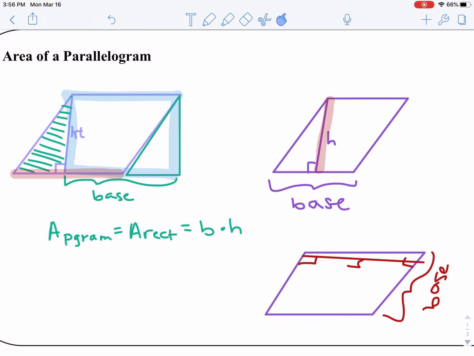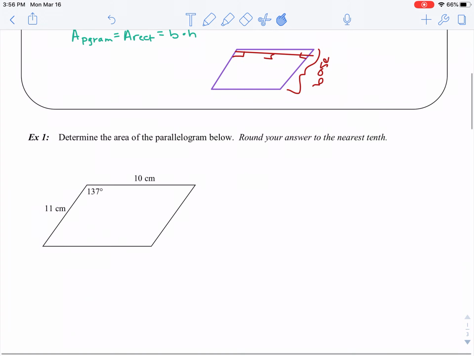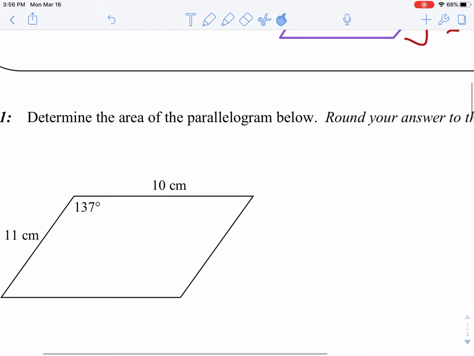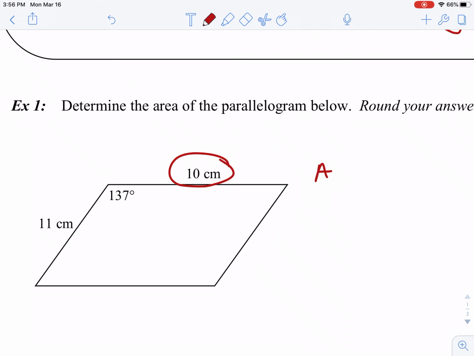Okay, so let's take a look at an example. Just like always, this is going to come back and ask us to think about some of the things we already know and understand about triangles or rectangles. And when I look at this example, it asks us to determine the area of the parallelogram. So I do know my base right here, and that's 10, but I don't really know what my height is, because my height is going to be this perpendicular height right here. But I don't know what that is.